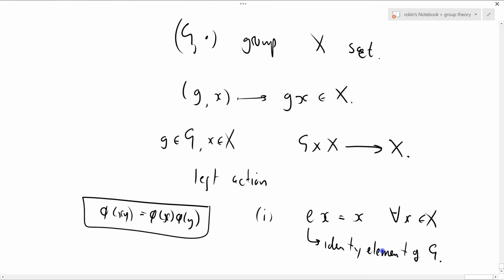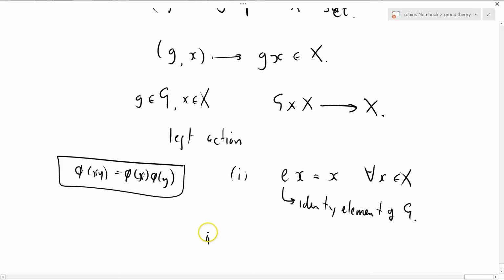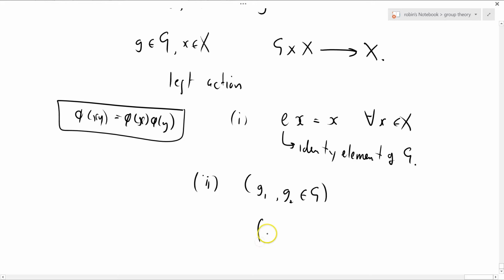And we need a second rule here, which is more for completeness. Or, well, you can make of it what you like. If g1 and g2 are in G, then we require that (g1 g2) acting on x equals g1 acting on (g2 x). How have I written it? I've just written it by juxtaposition, x.